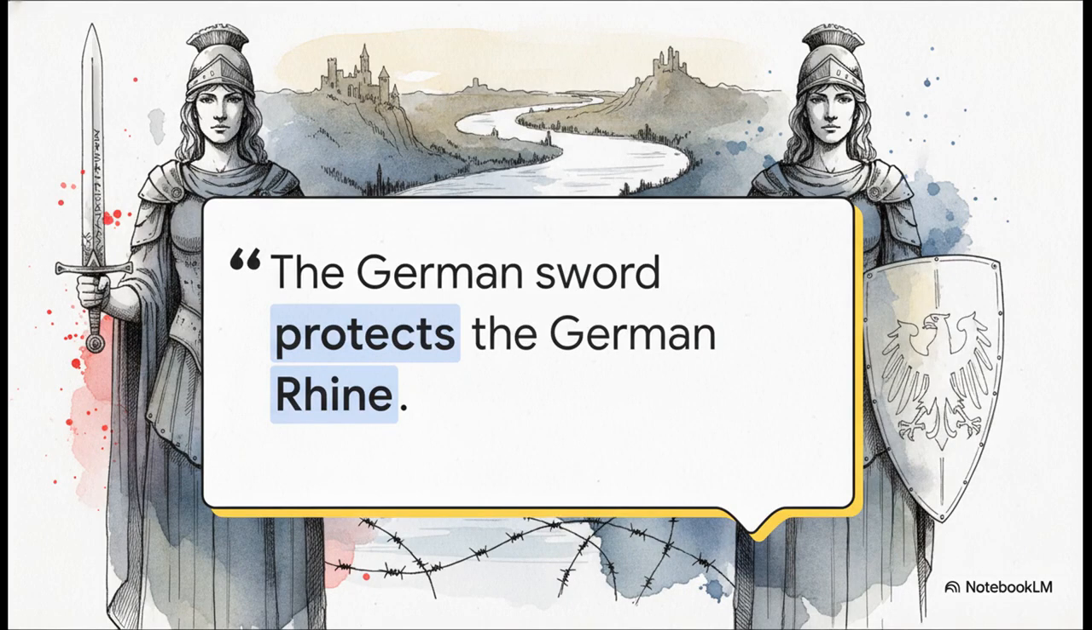The artist actually made this aggressive stance undeniable. If you look closely, inscribed directly onto Germania's sword is this dramatic quote: "The German sword protects the German Rhine." This is a literal masterclass in how nationalist sentiment and allegorical art were actively weaponized to claim territory, define borders, and rally the public for potential war. At this point, it's not just a picture anymore, it's a political weapon.